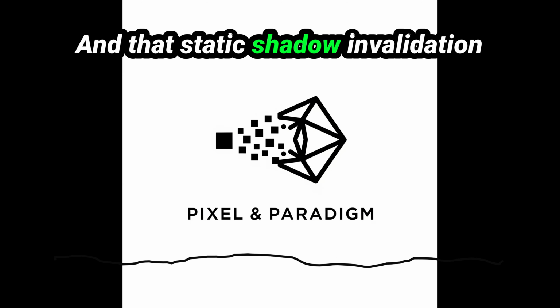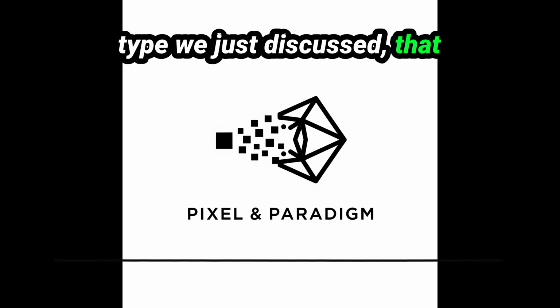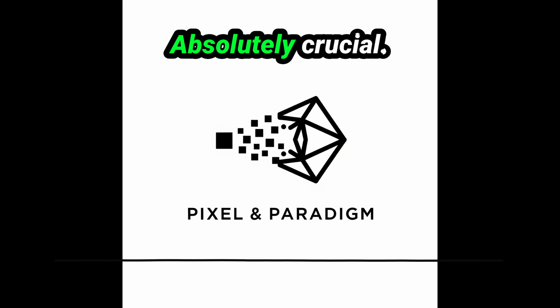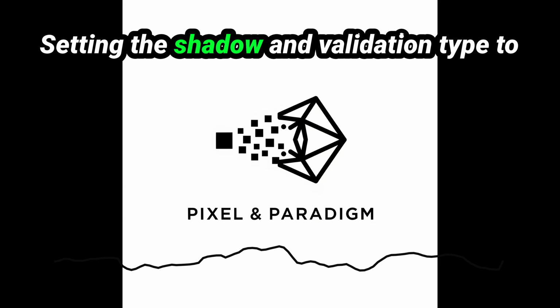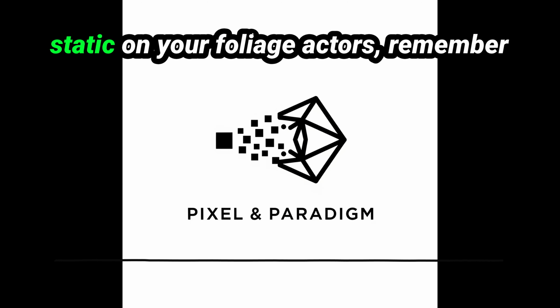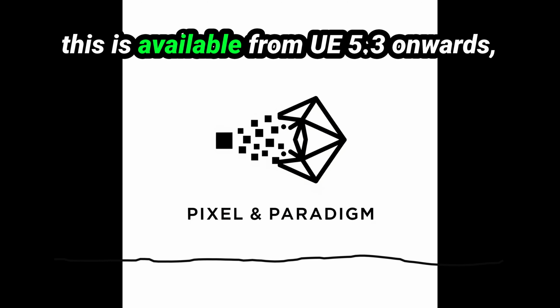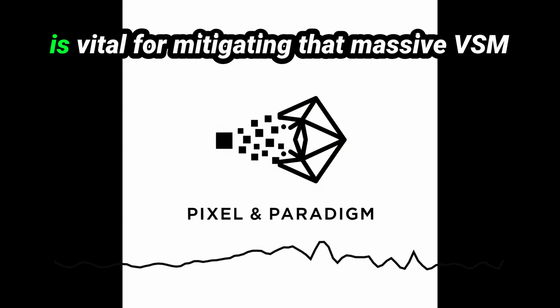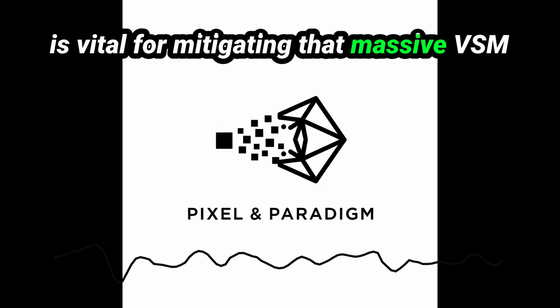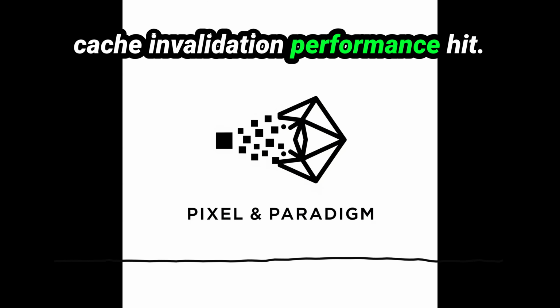And that static shadow invalidation type we just discussed, that sounds like a must-use setting too. Absolutely crucial. Setting the shadow invalidation type to static on your foliage actors, remember this is available from UE 5.3 onwards, is vital for mitigating that massive VSM cache invalidation performance hit.